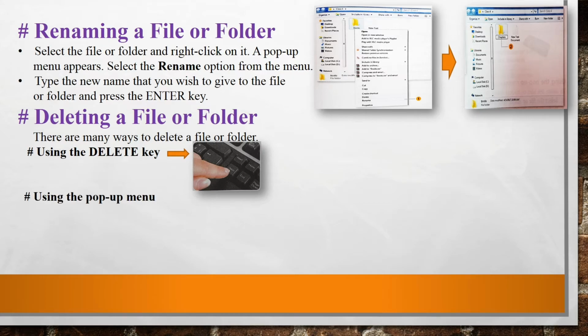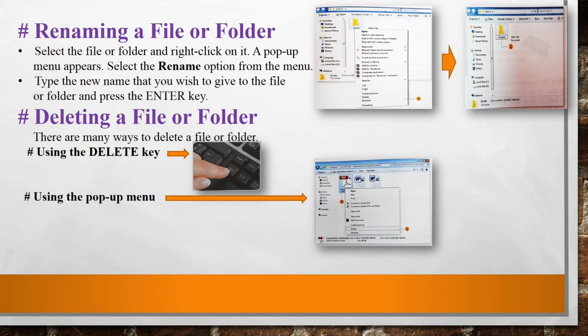Number 2. Using the pop-up menu. To delete the files or folders using the pop-up menu, first of all, select the file or folder you want to delete. Next, right-click on the file or folder. A pop-up menu appears. Click on the delete option from the menu. The delete file dialog box appears. Click on yes if you want to delete or click on no to cancel the deletion.